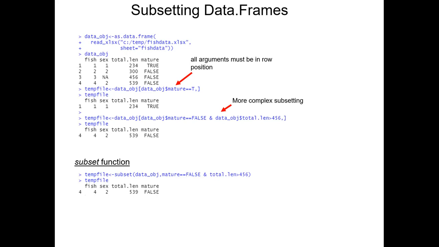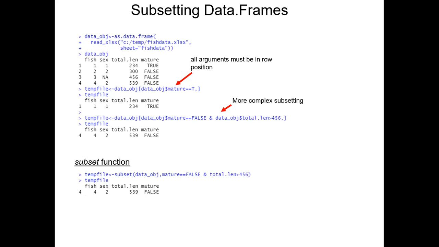That's the standard one. And so here, I'm going to assign the data we search for within that data object back to temp file. And in this case, in the data object, looking under maturity for a value of true. You can either type T as a shortcut for true, or you can type the whole word true. So again, a data object mature is essentially a logical vector.